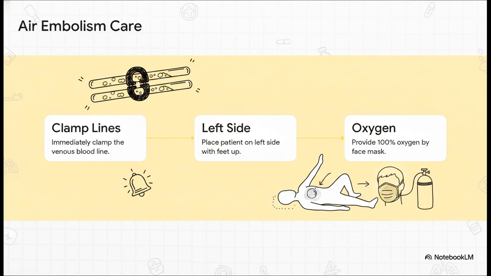Then roll the patient onto their left side and elevate their feet. Why the left side? It's a neat anatomical trick. It traps the air bubble right at the apex of the right ventricle, keeping it from being pumped out into the pulmonary arteries. This buys you time to blast them with 100% oxygen.